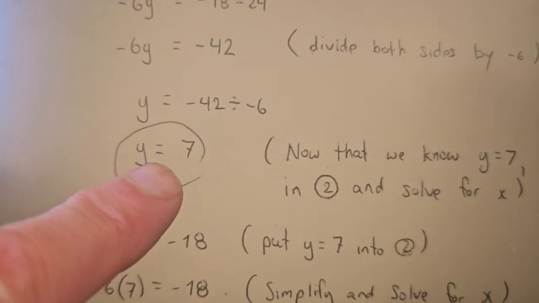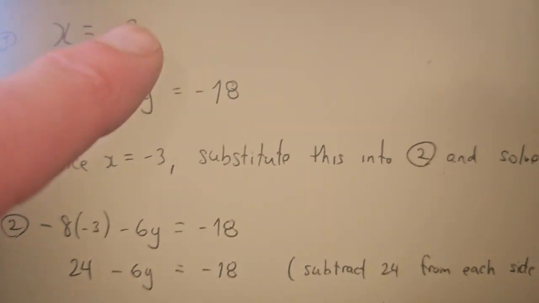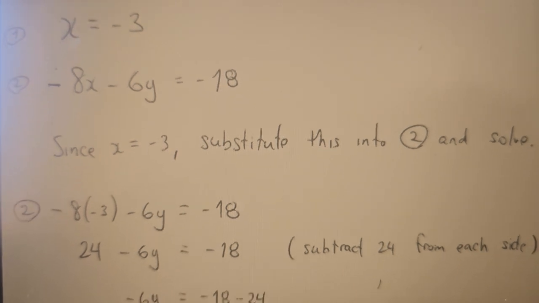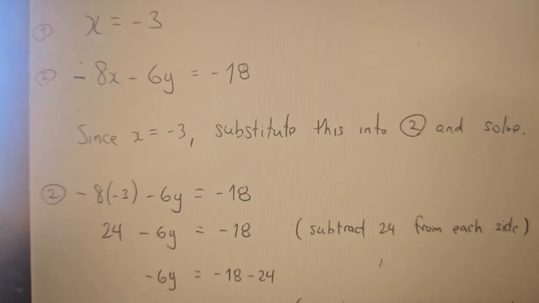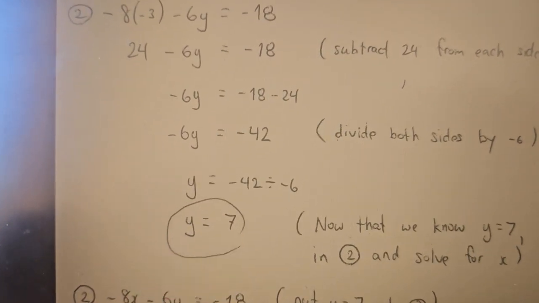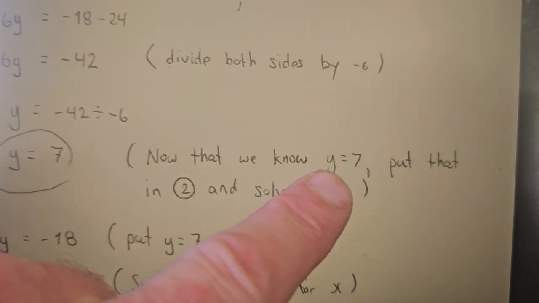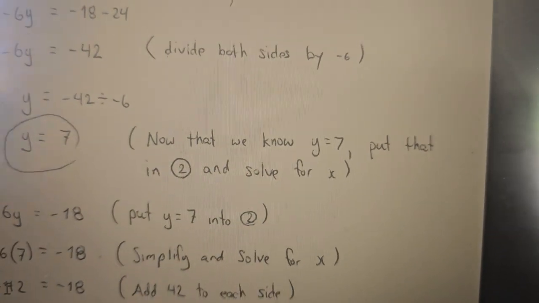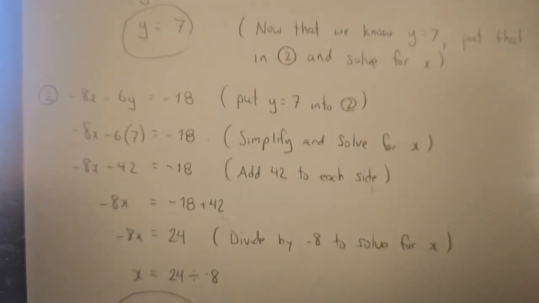Since we have y equals 7, and in the very beginning we knew that x was -3, we now have the solution for our pair of simultaneous equations. But it's always a good idea, now that we know y is 7, to put that value of y equals 7 back into equation number 2 and solve just to make sure it comes out to be true. That's how you know your answer is correct.